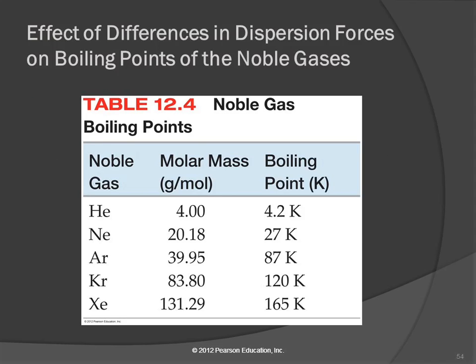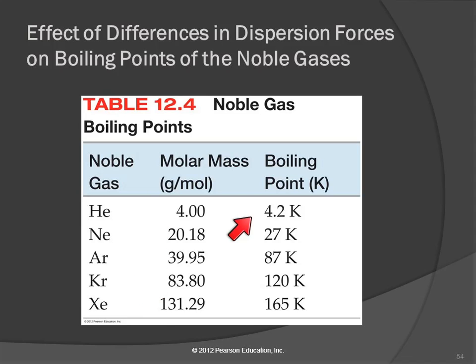So let's look at this. These are noble gases, helium through xenon. And if we look at their molar mass, we see that the molar mass of these atoms is increasing. And we learned from trends in the periodic table that as we go down a group, the radius of the atom increases. And so we see that same trend with the molar masses.